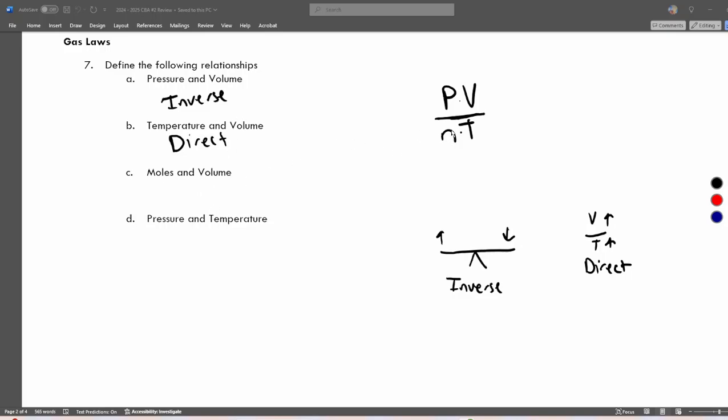Moles and volume. I know moles and volume are across from each other, but if I rewrote this equation with just moles and volume, it would be volume over moles. If I took out these other two, that is an elevator. This is a direct relationship. Pressure and temperature, same thing. I know they're across from each other, but if we rewrote this without the other two, pressure and temperature are on an elevator, another direct relationship. Pretty straightforward.